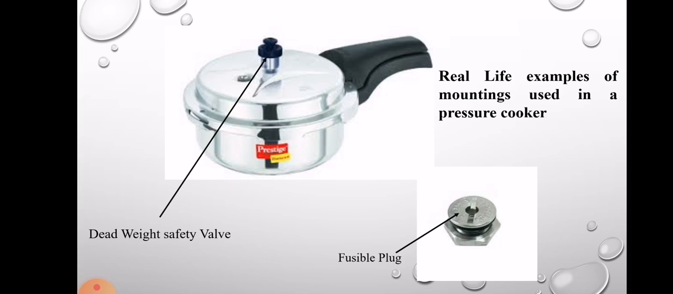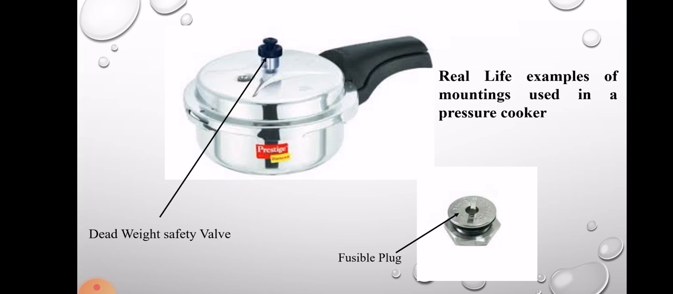In some cases, once the pressure cooker gets old, something goes wrong with the dead weight safety valve, and it may get jammed. Now, if it gets jammed, then the pressure of the steam inside will keep on increasing, not only the pressure but also the temperature. So here we have a fusible plug.